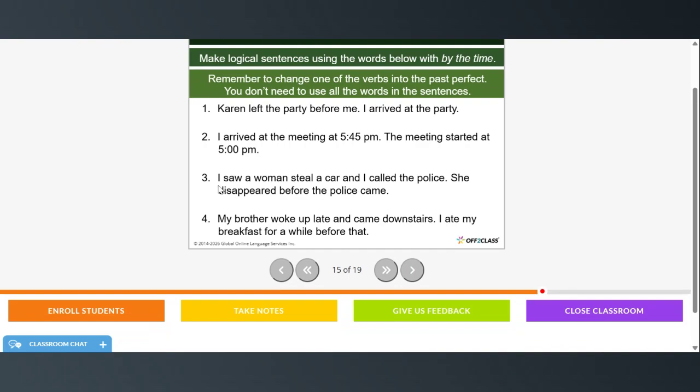I saw a woman steal a car and I called the police. She disappeared before the police came. So by the time the police came, the woman who had stolen the car had disappeared. My brother woke up late and came downstairs. I ate my breakfast for a while before that. By the time my brother woke up and came downstairs, I had been eating my breakfast for a while.